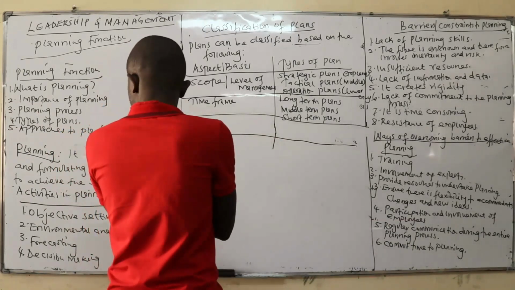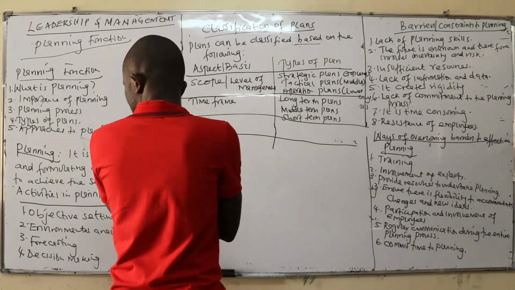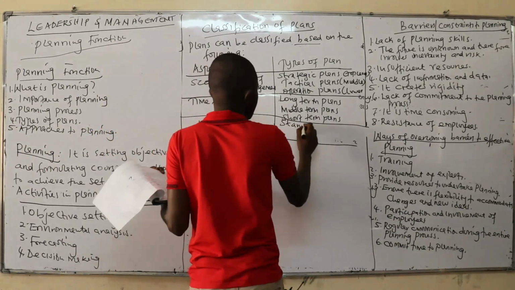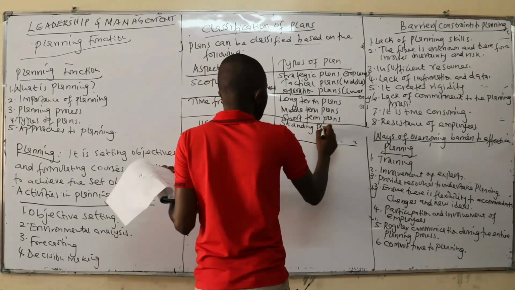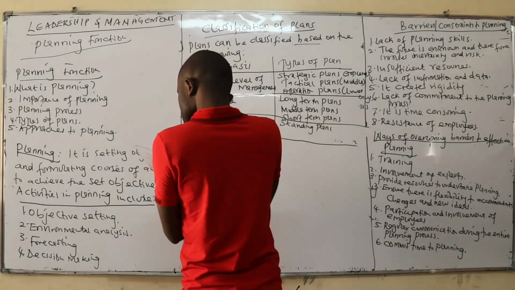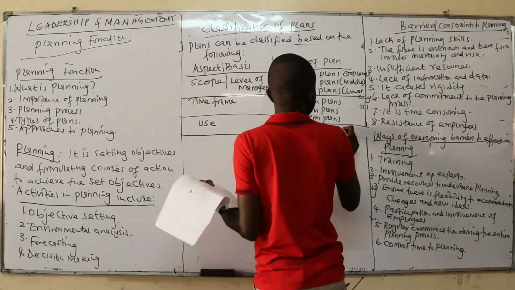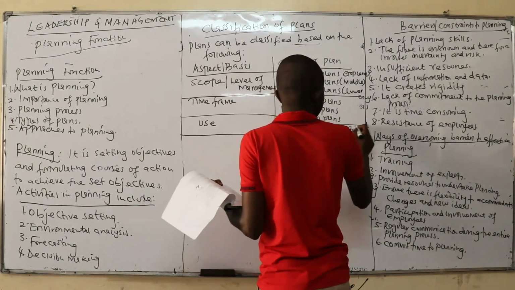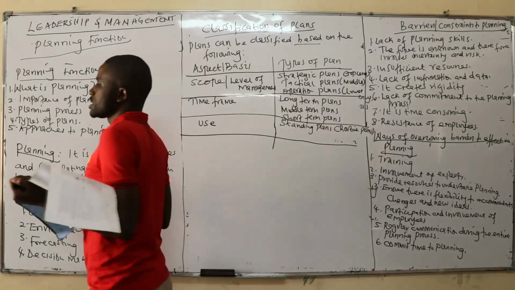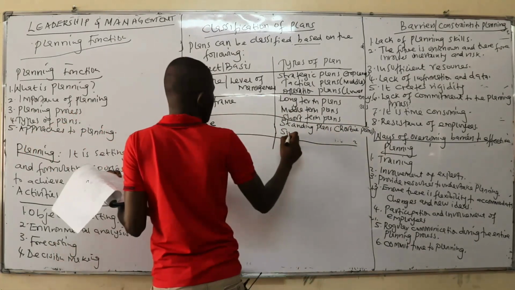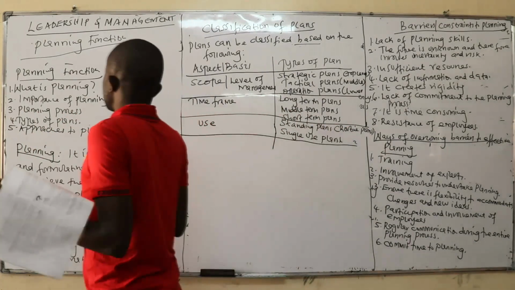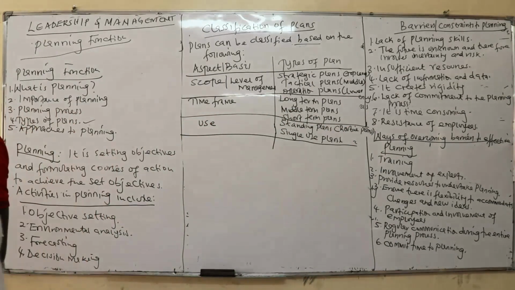Then, based on use, we have standing plans and single use plans. Standing plans, these are routine plans. They are used on a daily basis. For instance, work procedures, and there are also single use plans. And therefore that one answers the types of plans.